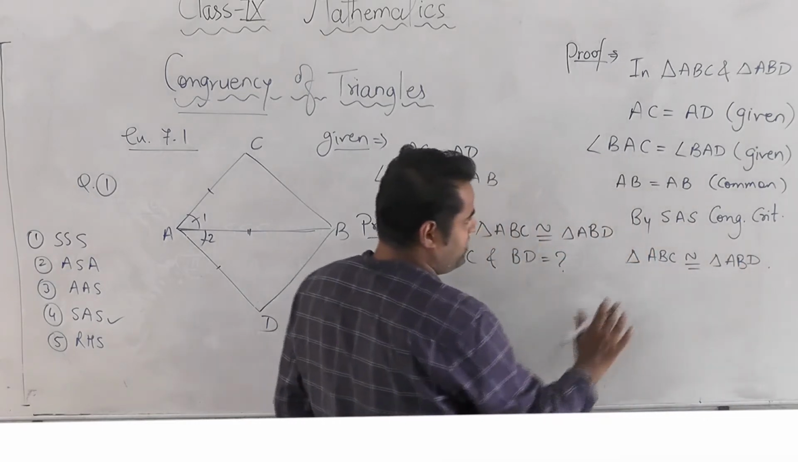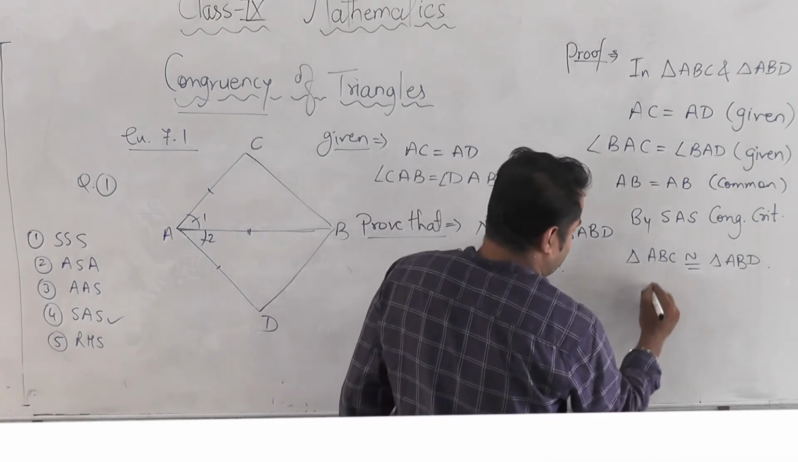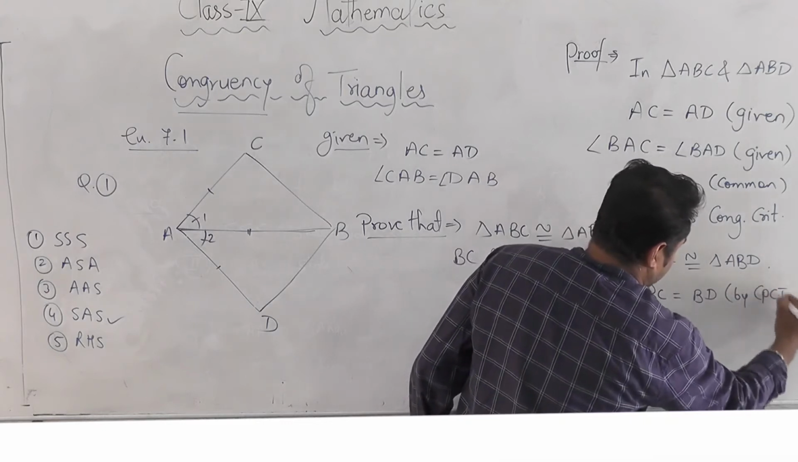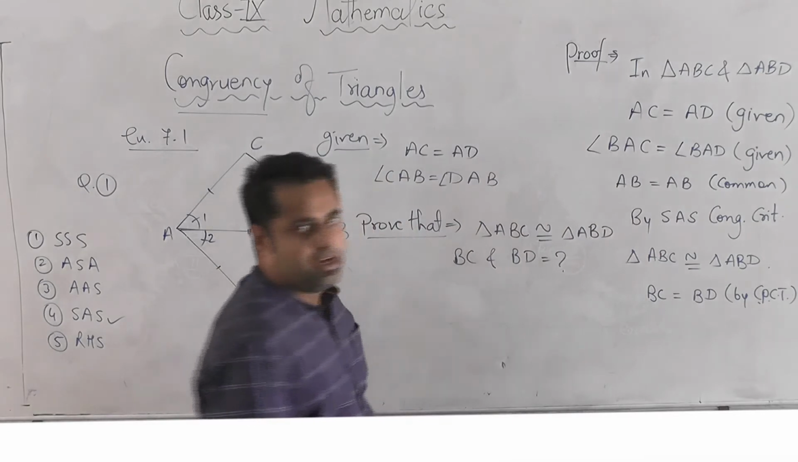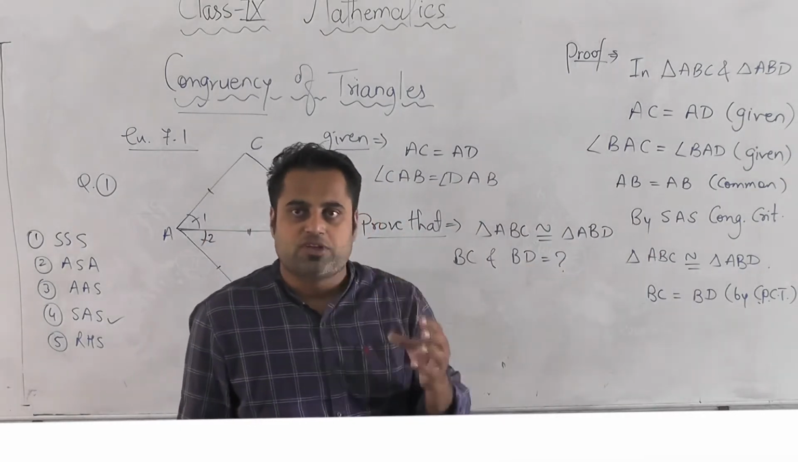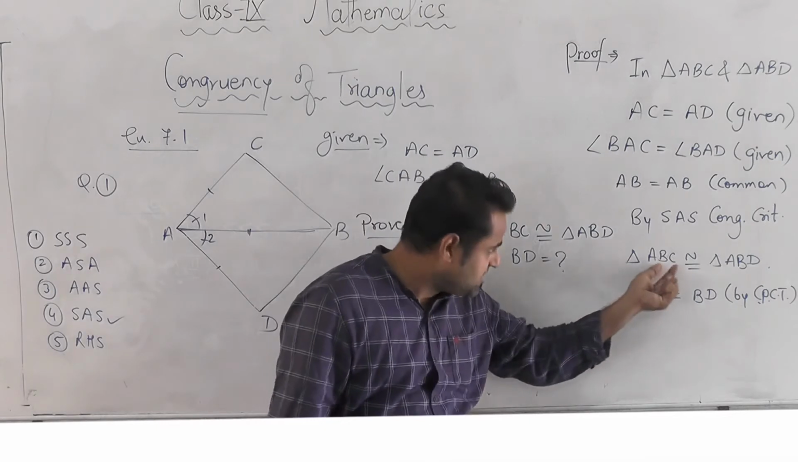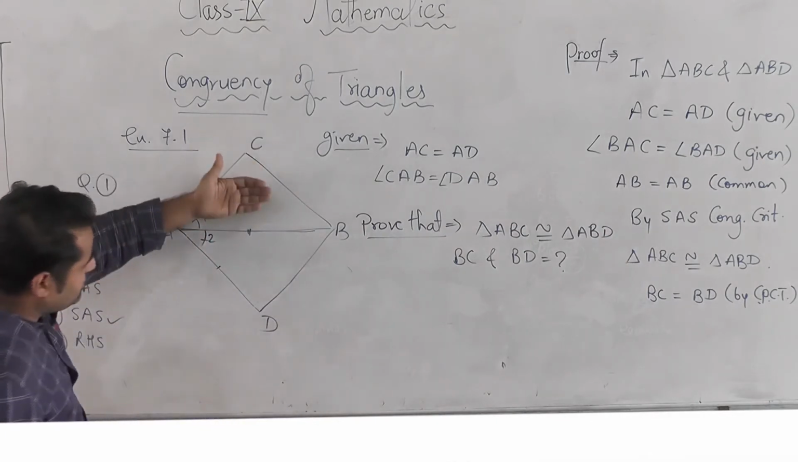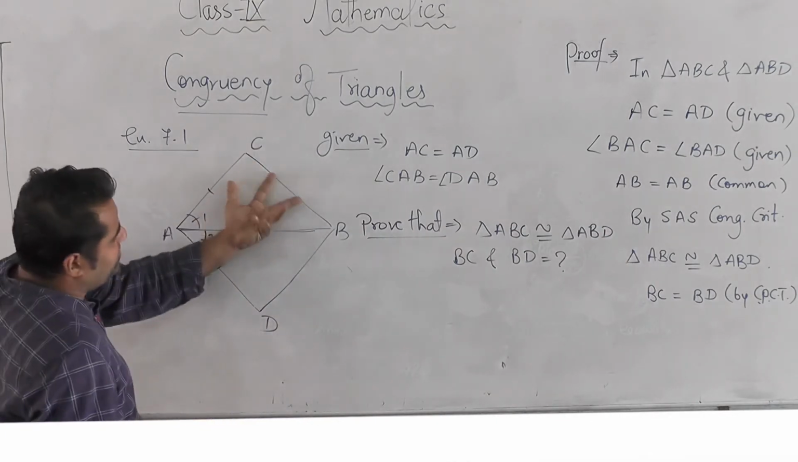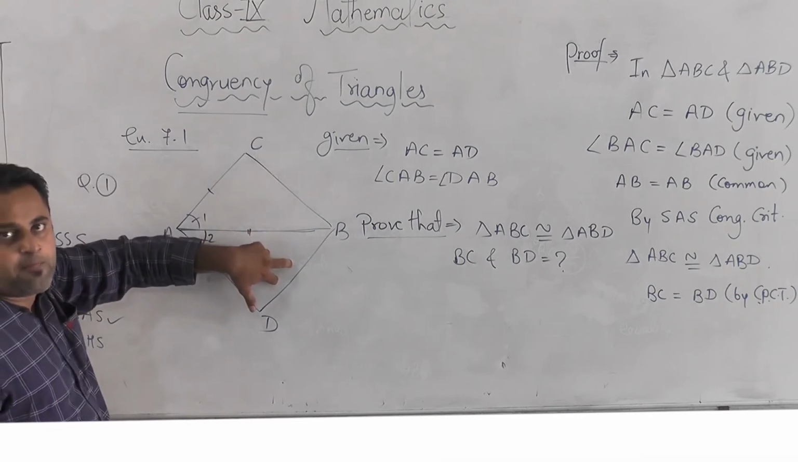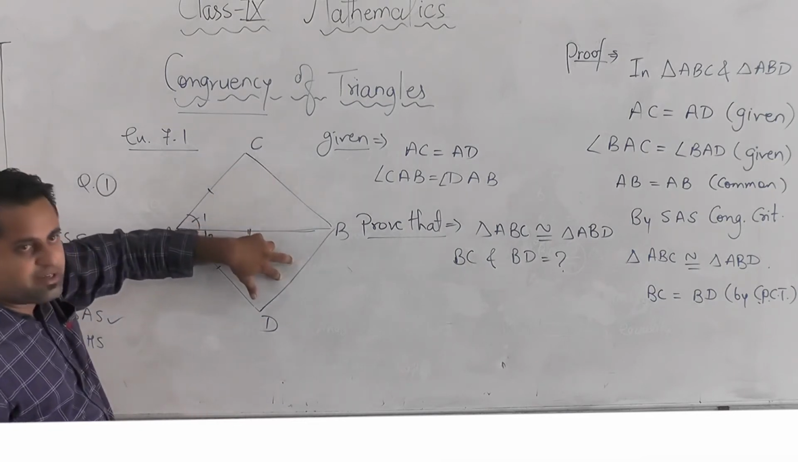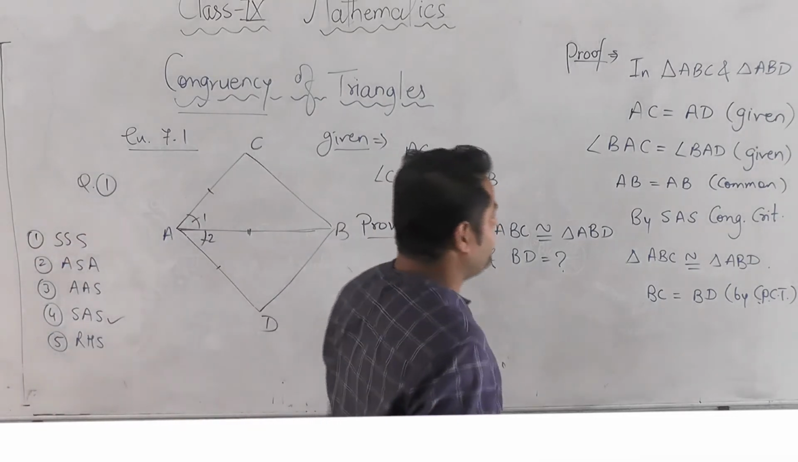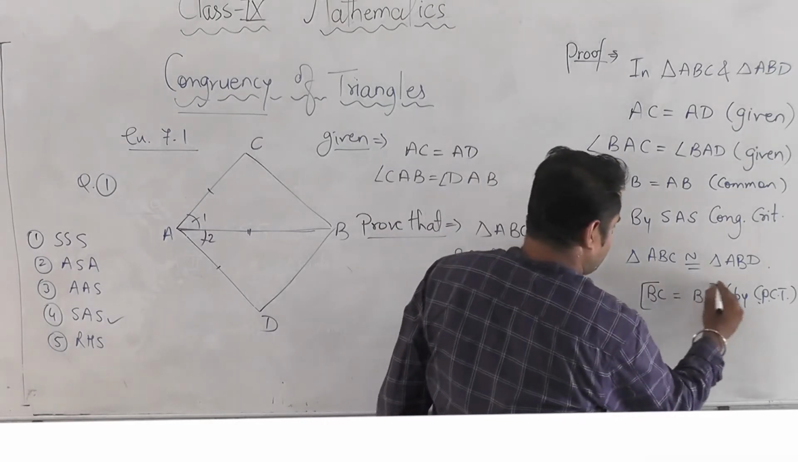Once this happens, we can say that BC equals BD by CPCT. Now what is CPCT? CPCT denotes that the corresponding sides are equal. BC in ABC and BD in ABD are corresponding sides. You can flip this triangle onto the other triangle so that BC comes just above BD. When this side comes on top of that side, they would be equal, and only then will the triangles be congruent. So BC and BD are equal by CPCT.